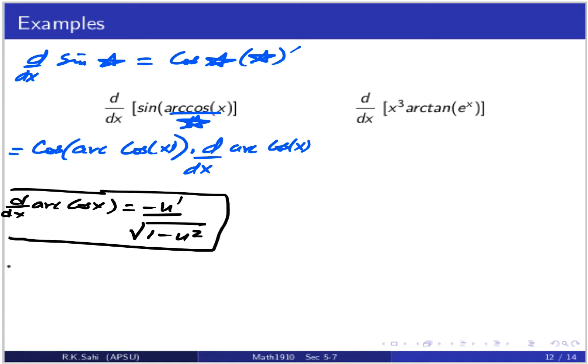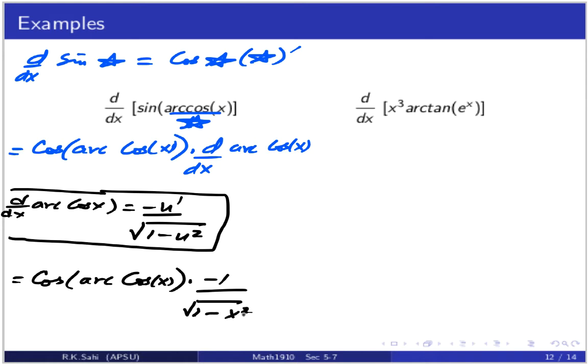Okay, so when we substitute, what do we get? Cosine arc cosine x times, your x is what? So x is u, and u prime is 1. So that's negative 1 over square root 1 minus x squared. Okay.